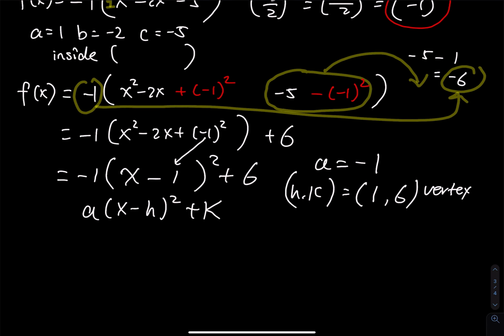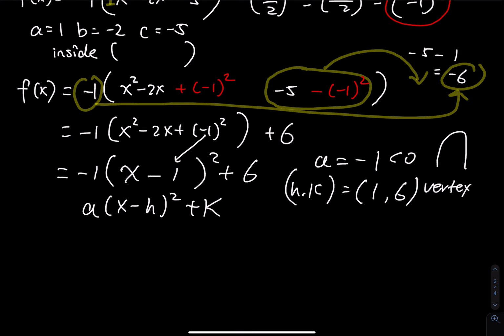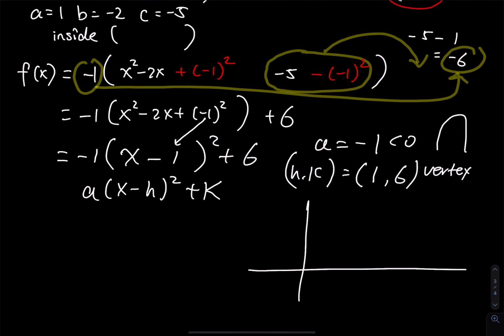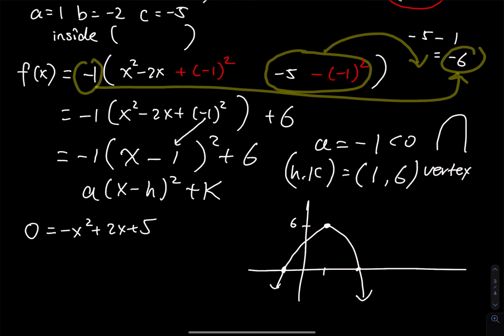You have a vertex, and a is negative, so that means the parabola opens down, and then you can draw this picture. So at (1, 6), you have this vertex, and the parabola goes down. And then this is the graph, and of course you have two x-intercepts. At the x-intercept, y equals 0. So you let y equal 0 in negative x squared plus 2x plus 5, and then you have to use the quadratic formula because this cannot be factored.